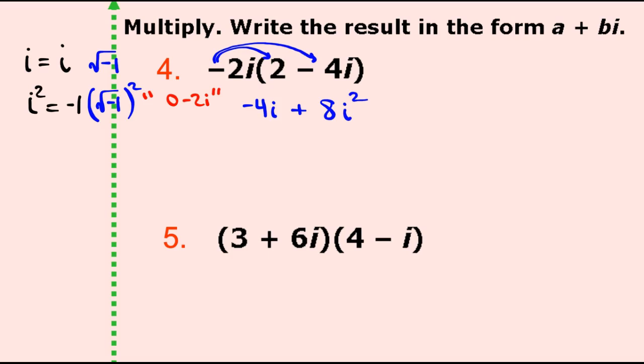I repeat, do not leave it as i squared. So what do you do? Drop the i squared and change the sign. That's all. Because what is i squared? Negative 1. So this is 8 times negative 1. All you end up doing is drop the i squared and change the sign. So now this is going to be a negative 8. So it's negative 8 minus 4i.